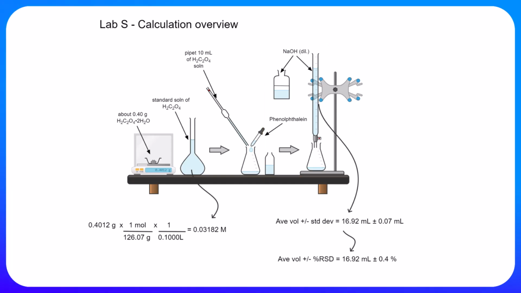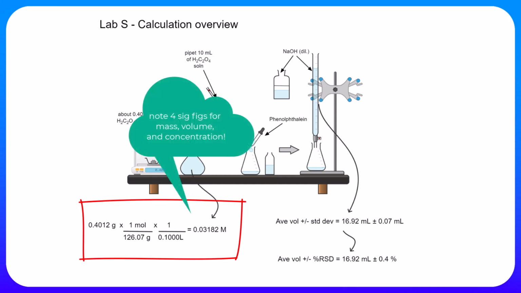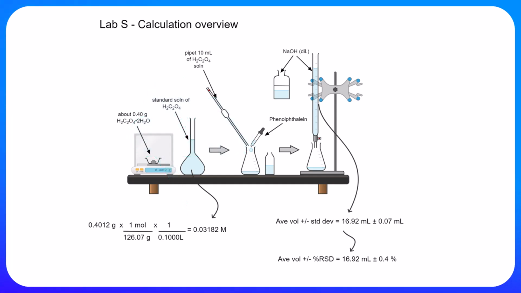Now, in preparing the primary standard, approximately 0.4 grams was measured out. In my example here, I have 0.4012 grams. Be sure the molar mass that you use for the oxalic acid is that of the dihydrate. So first of all, we calculate the moles, and then we divide by the volume of solution. So you should find that you have a concentration of around 0.03 something molar to four significant figures.